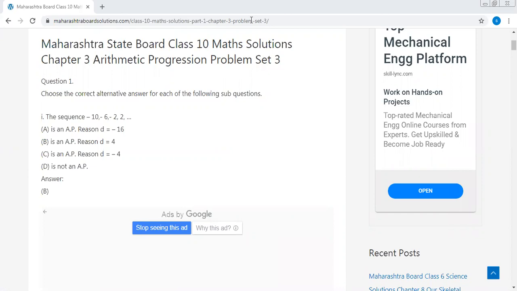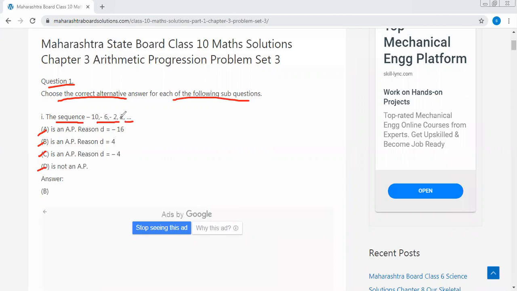This is problem set 3 of arithmetic progression. First question, question 1. Choose the correct alternative answer for each of the following sub questions. First sequence is the sequence minus 10, minus 6, minus 2, 2. There are 4 options. You have to choose only one option.